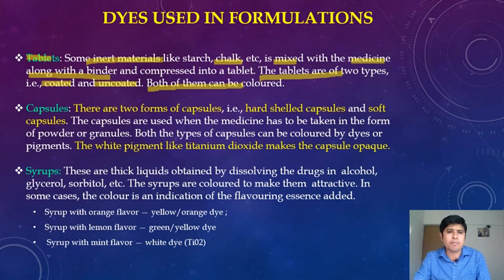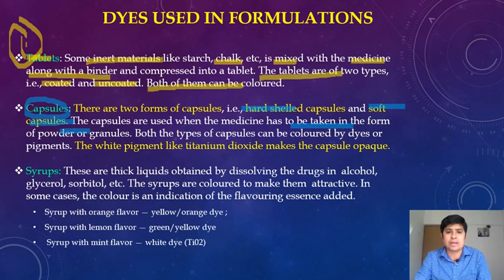So tablet is the first type of formulation. The second type of formulation is a capsule. A capsule again has two different types. There are two forms of capsule, one is the hard shell capsule and the other is the soft shell capsule. Capsules are used when the medicine has to be taken in the form of powder or granules.